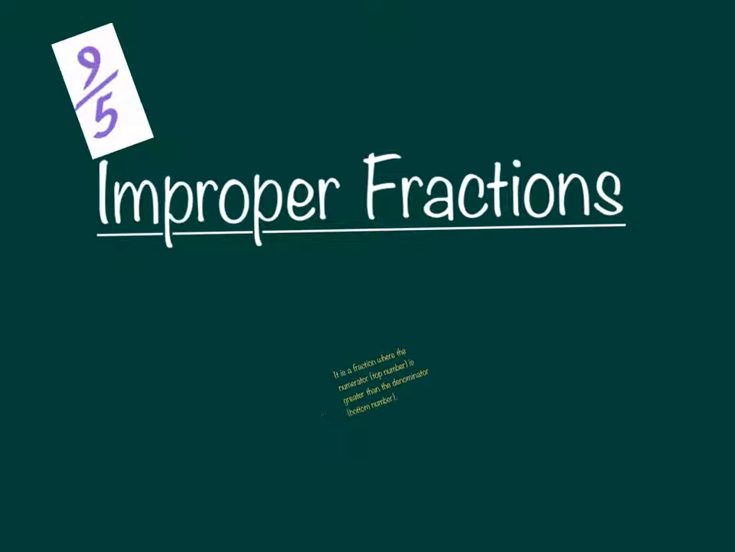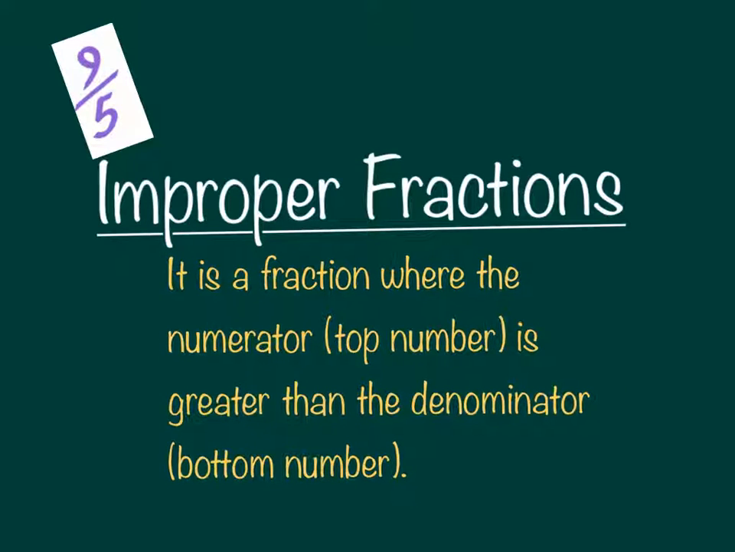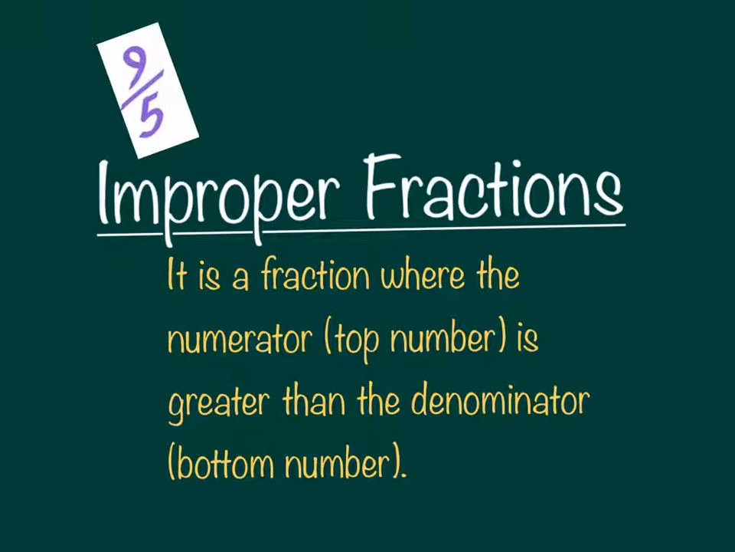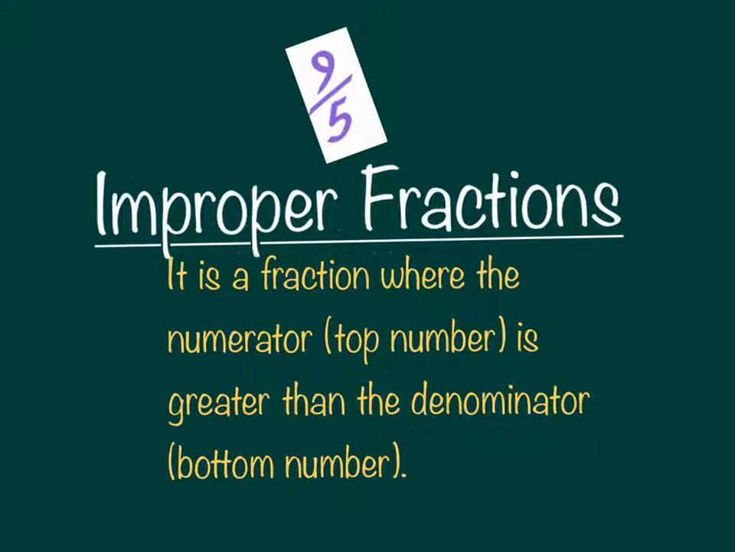So get out your math journals, let's write this down. An improper fraction is a fraction where the numerator, which of course is the top number, is greater than the denominator or bottom number. So here's an example of an improper fraction.